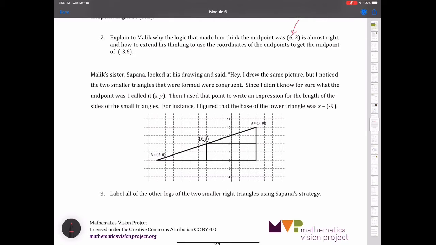So what you need to do is label all the other legs of the two smaller right triangles using Sapana's strategy. So if this here is x minus a negative 9, this might be y minus negative 2.